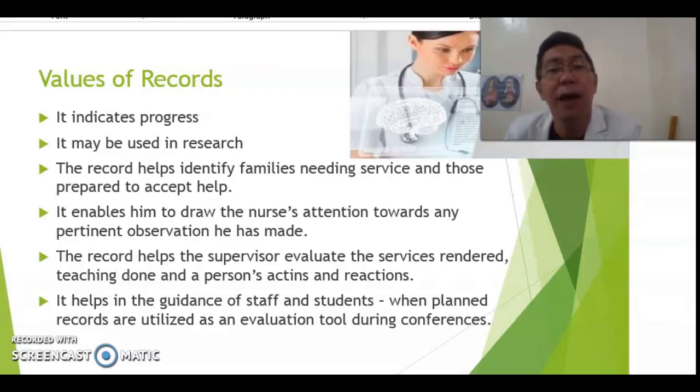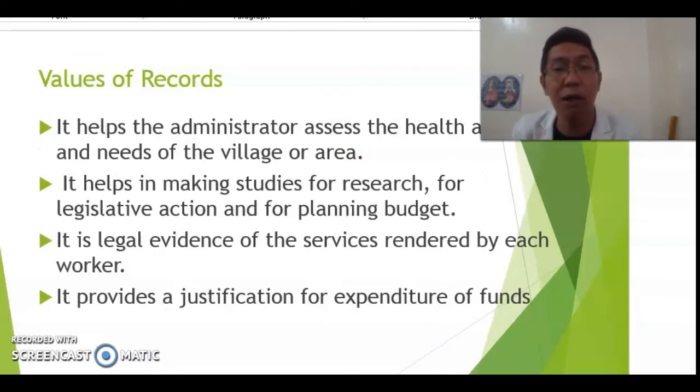It all enables him to draw the nurse's attention towards any pertinent observation he has made. The records help the supervisor evaluate the services rendered, teaching done, and a person's actions and reactions, because your supervisor will also check on it. So in guiding staff and nurses, when you already have the plan, you can utilize this as an evaluation tool during conferences, because the records will provide you a lot of additional information.